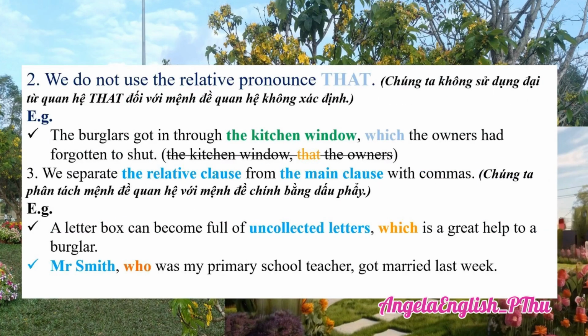2. We do not use the relative pronoun that. For example, the burglars got in through the kitchen window, which the owners had forgotten to shut. Not: the kitchen window, that the owners. 3. We separate the relative clause from the main clause with commas. For example, a letterbox can become full of uncollected letters, which is a great help to a burglar. Mr. Smith, who was my primary school teacher, got married last week.